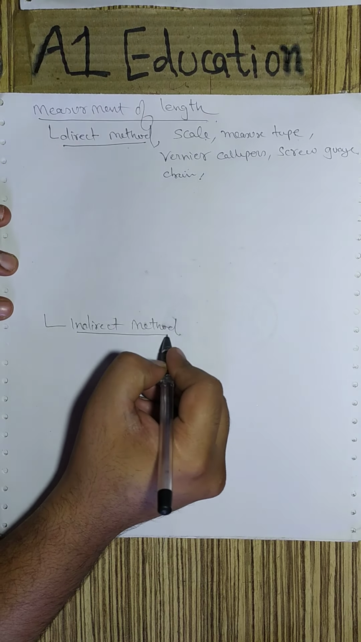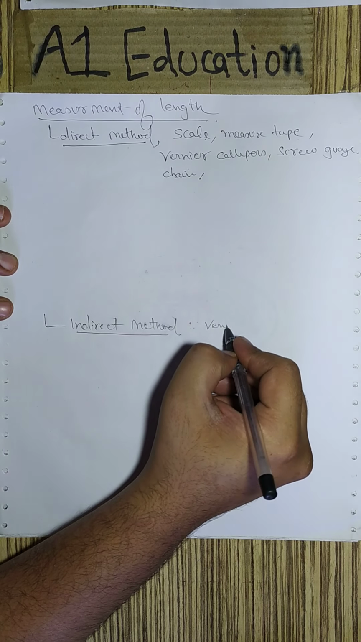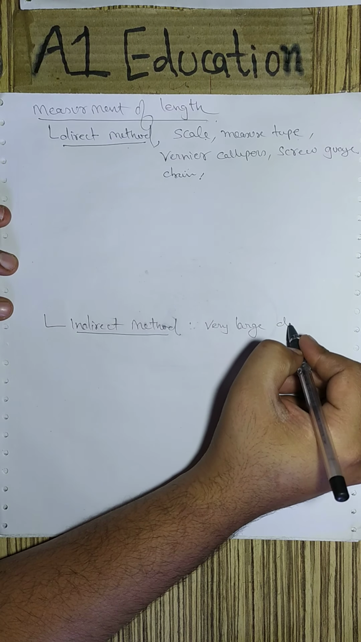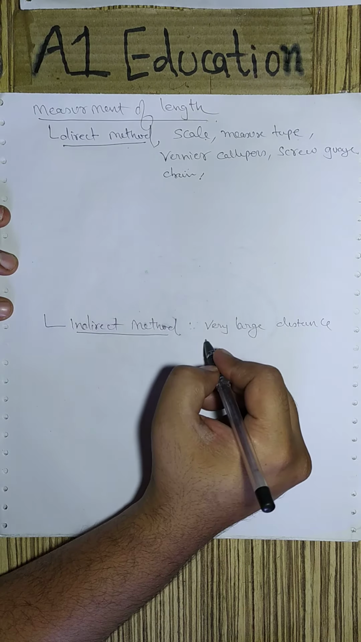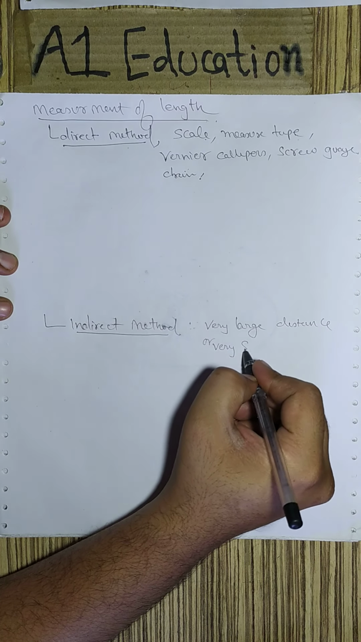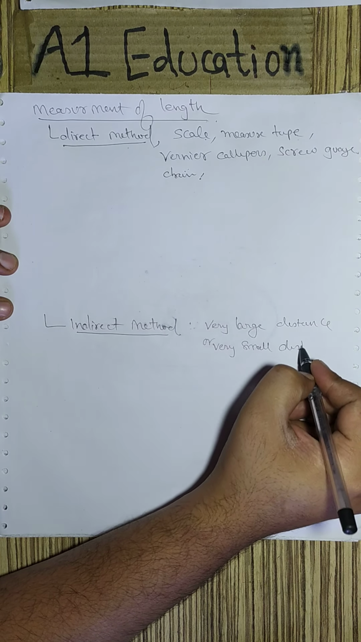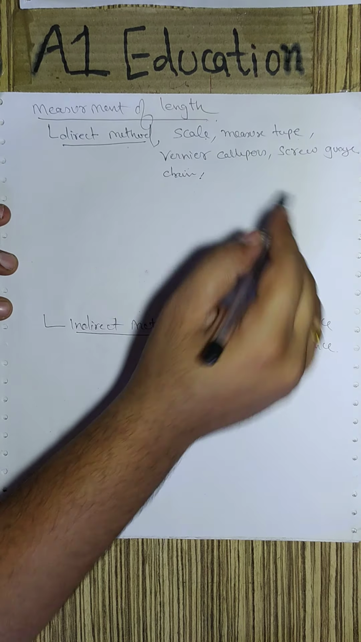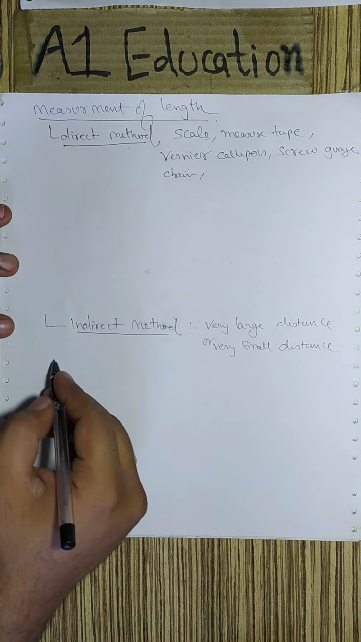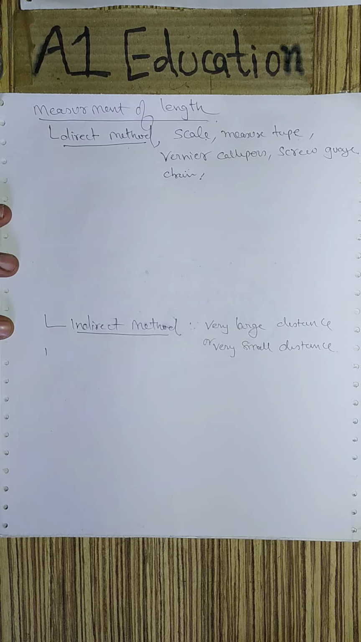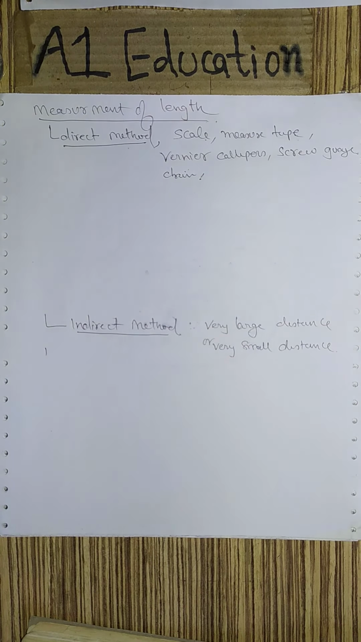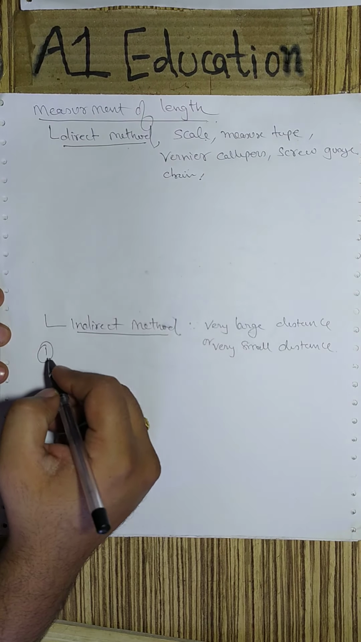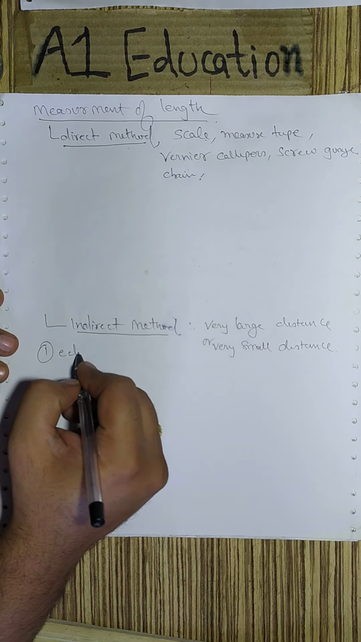Indirect method, in the case the distances are very large, or in the case the distances are very small, in such cases it becomes difficult to make use of such instruments. Hence we make use of the indirect methods. So there are so many indirect methods. We'll discuss some of them which are commonly used. Echo method.